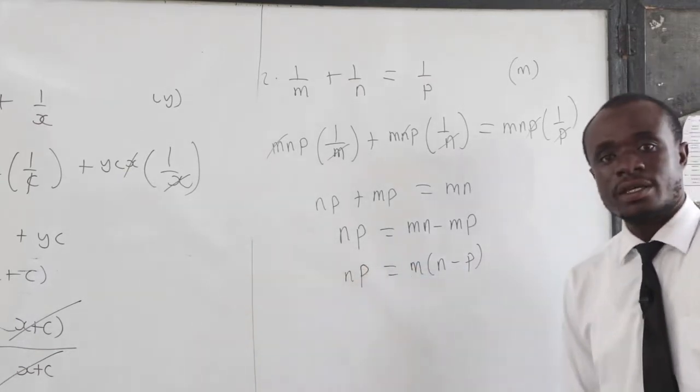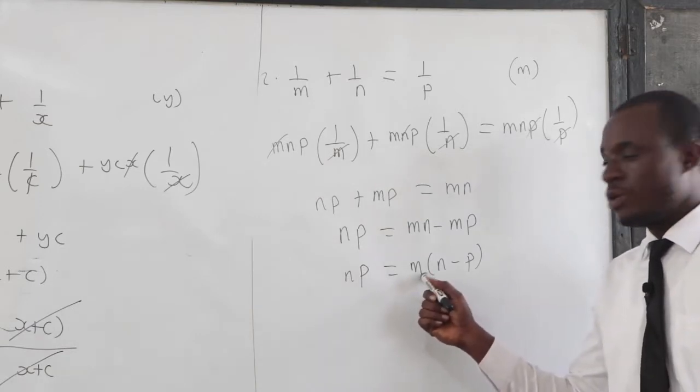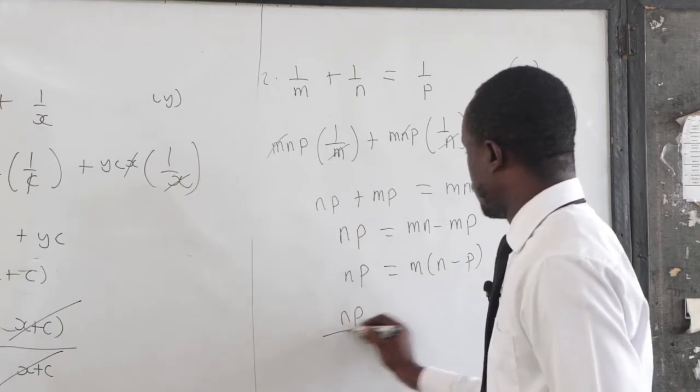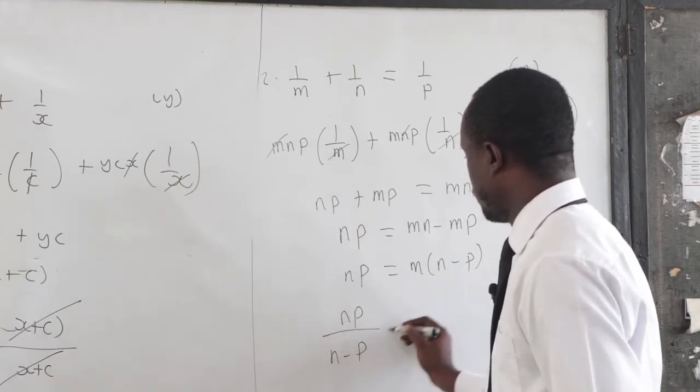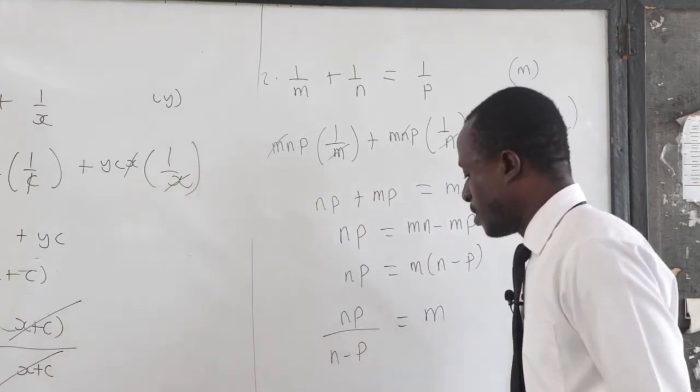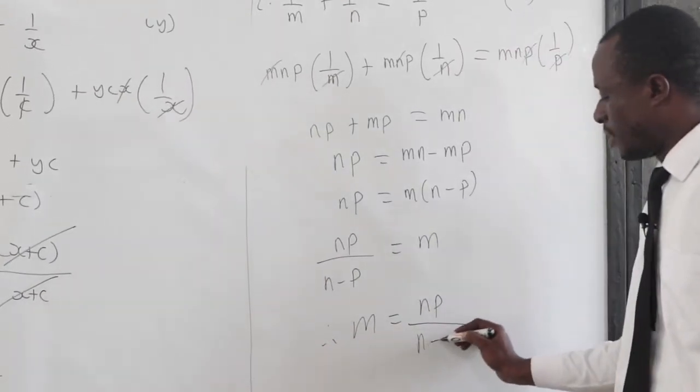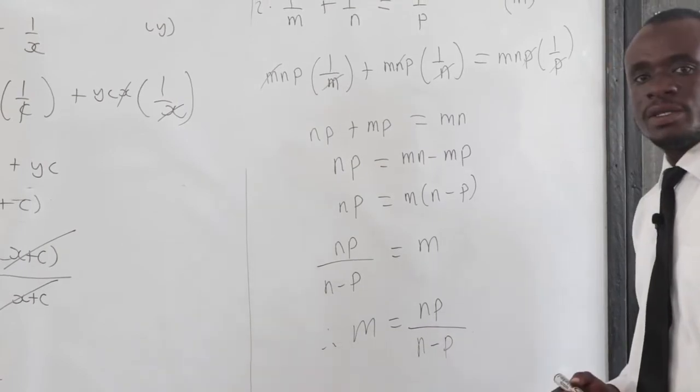We want to make m the subject. So what do we do? We divide by n minus p. So we have np all over n minus p equal to m. Therefore our m is np all over n minus p.